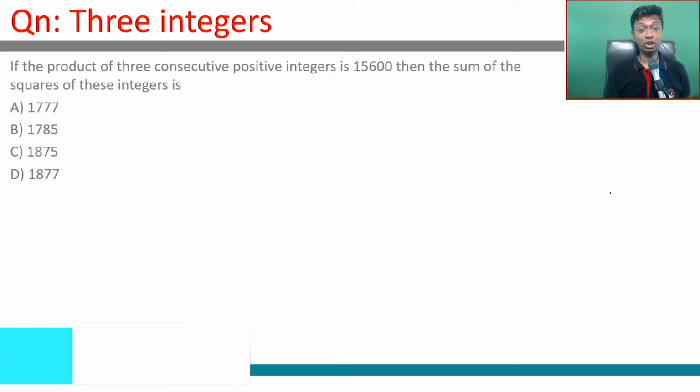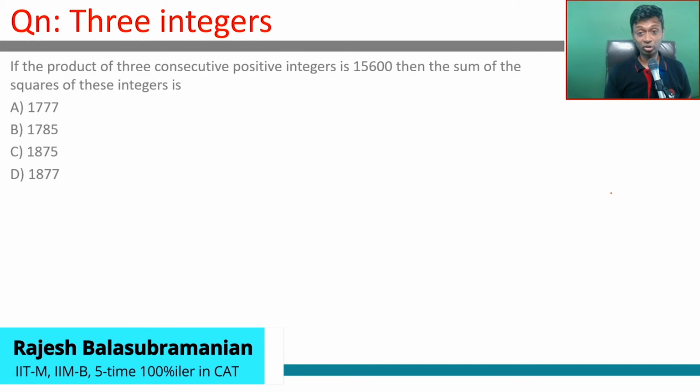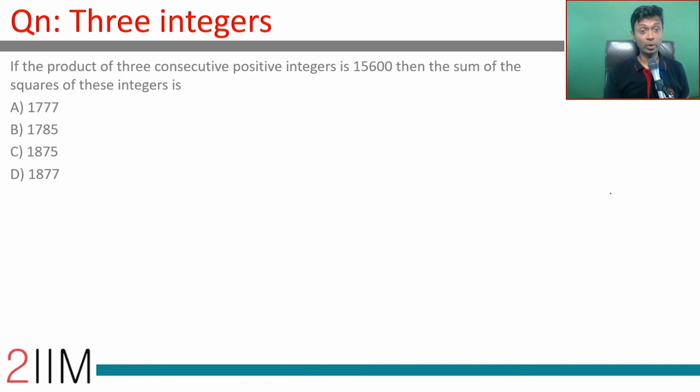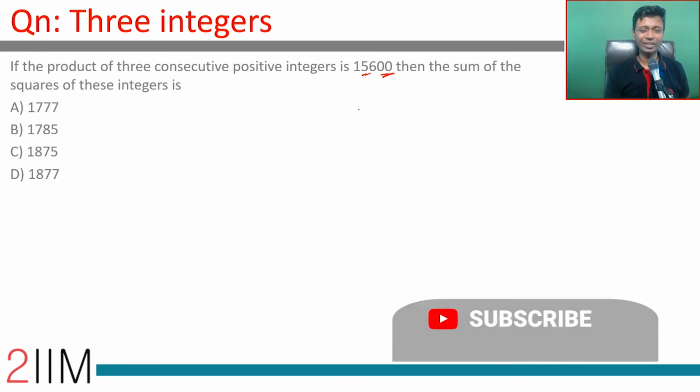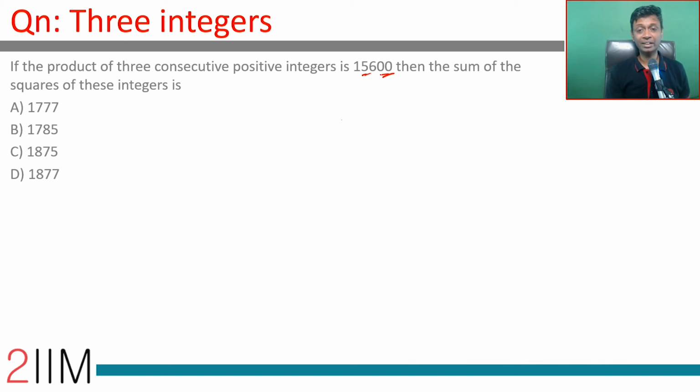The product of three consecutive positive integers is 15600, and the sum of the squares of these integers, I'm going to guess this. 15600, we have to have two zeros. So we need to have something ending in zero or something ending in five, otherwise we won't get a zero. The product has two fives in it, not just one five, two fives.